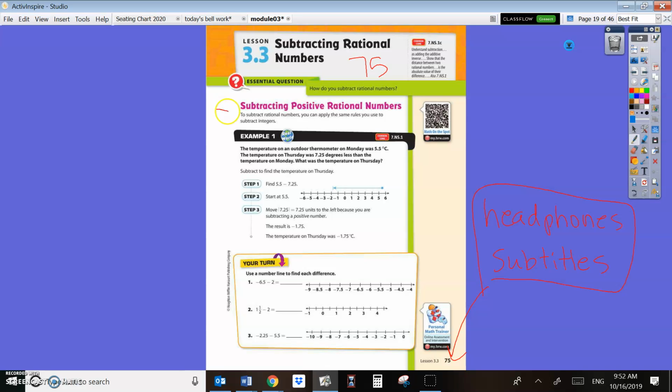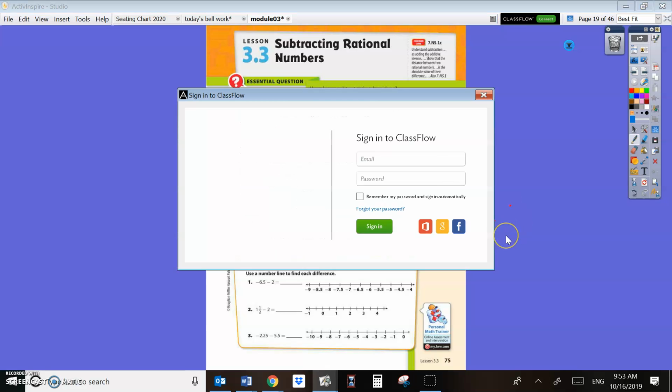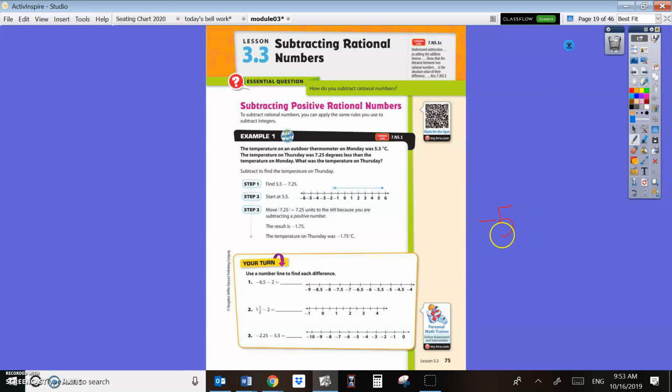Subtracting rational numbers. To subtract rational numbers, you can apply the same rules you used to subtract integers. What were those rules? So, -5 minus -5. Subtracting a negative is like adding a positive. Another example is -5 minus 4. You're starting negative, going more negative. So here's 0, here's -5, and you're going more in the negative direction, so that's going to be -9. And that one will equal 0.